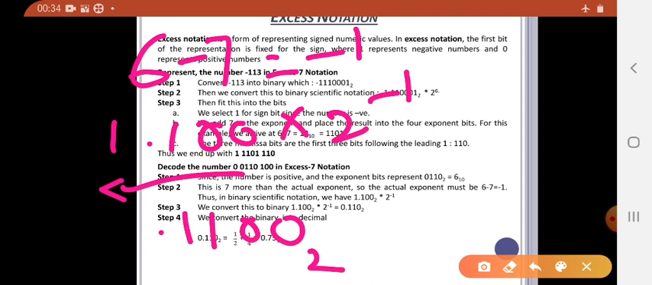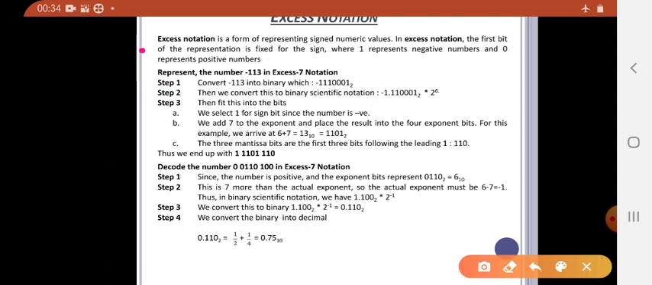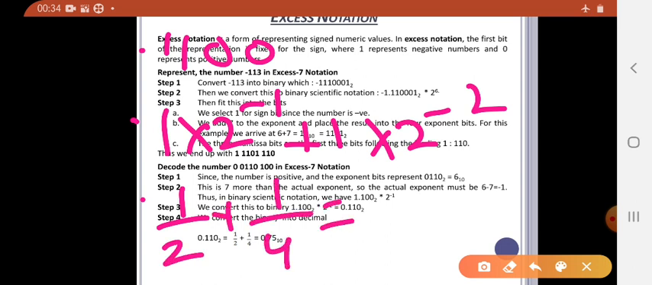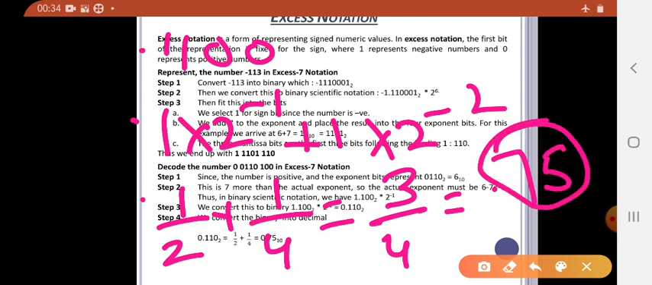Now the last step is what? We convert the binary to decimal. And how will it convert? Suppose your number is 0.110, then if you solve this, you will get 2 to the power minus 1 plus 1 into 2 to the power minus 2. The rest I am leaving, because 0 multiplied by any number will give you 0. Then 1 upon 2 plus 1 upon 4. When you solve this, you will get 3 upon 4. That means 0.75. This is your answer.